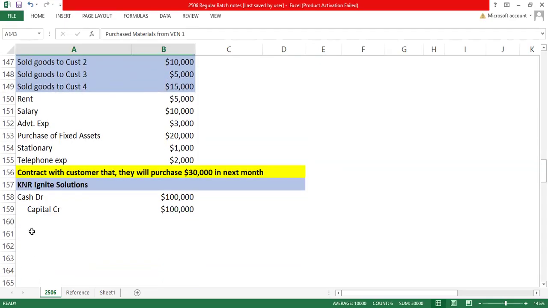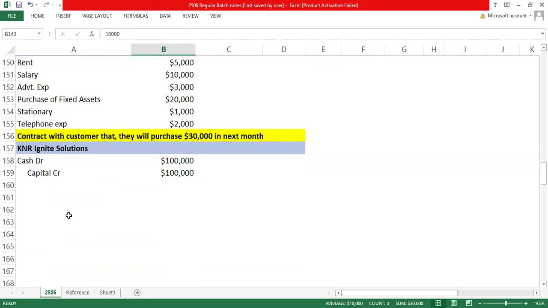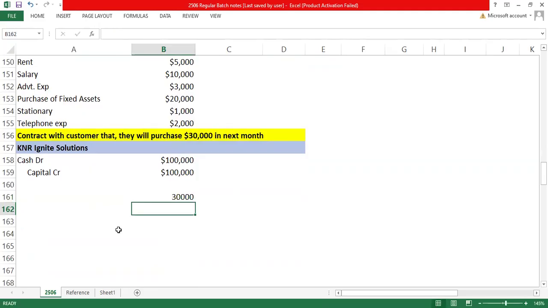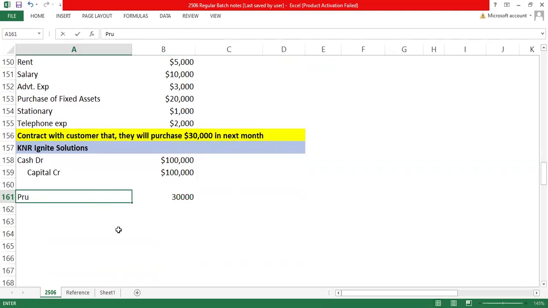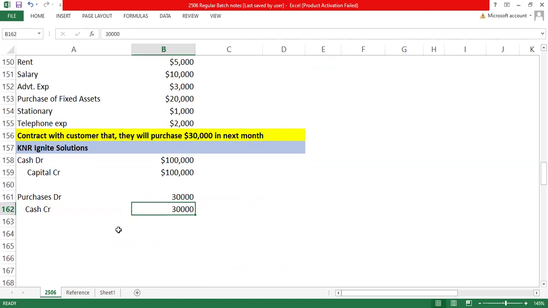Now tell me the journal entry for the purchases that happened for the worth of, let's say, 30,000. 30K purchases happened. What is the journal entry for this purchase? 30,000 Purchases account debit, cash account credit. Very good. Cash is credited because cash is going out here. Same thing, 30,000. I'm not adding a dollar sign, but still assume these are all in dollars.